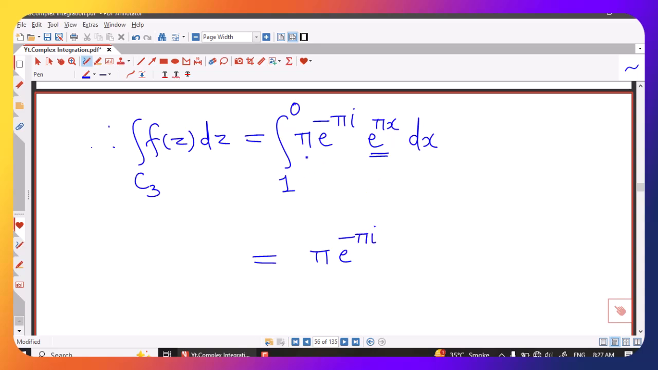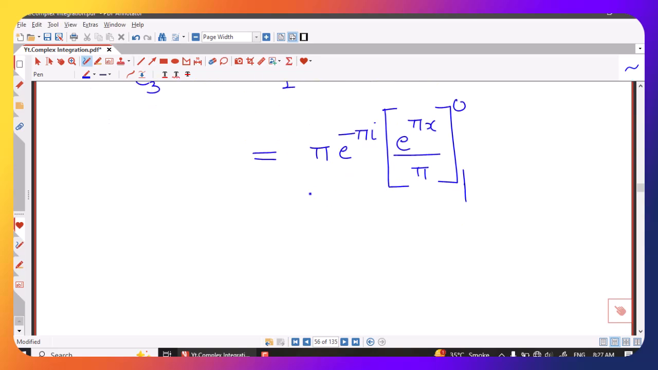This quantity is constant. Integral is e raised to pi x divided by pi, and integral from x equal to 1 to x equal to 0. Here coefficient of x is pi, therefore we have divided by pi. This is independent of x, therefore I have written it outside. This pi will get cancelled, it is constant, and here I have e raised to minus pi i. For x equal to 0 I will have e raised to 0, and for x equal to 1 I will have e raised to pi.